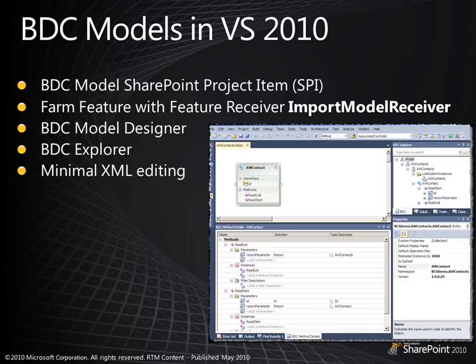The BDC Explorer allows for a hierarchical view of your model, which you can use along with the property grid to set properties on various nodes of your model. Visual Studio support for BCS connectors greatly reduces, if not even eliminates, the need to hand edit XML. If, however, you find the need to or feel more comfortable editing XML, IntelliSense will help keep your model within checks against the BDC model schema.